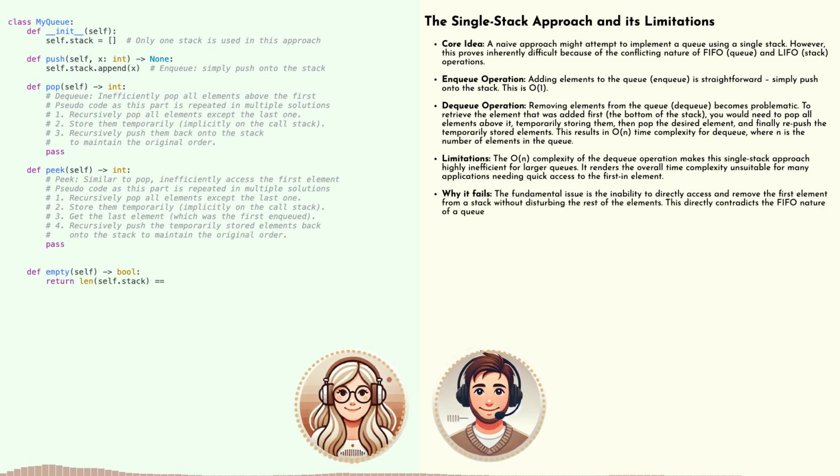Yeah, almost like trying to make a pancake dispenser, but using only a plate stacker. That is a great analogy. And it highlights that core problem, right? With a stack, we can only access the most recently added element. Right. But with a queue, we need to access the oldest element first. Exactly. So how do we even begin to solve this? Let's start with the most straightforward approach. Let's just try to use one stack.